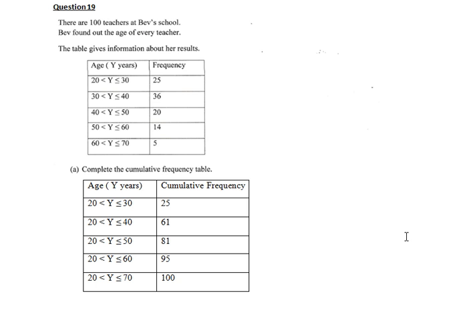So question 19 was asking us first of all to complete a cumulative frequency column. You must remember cumulative frequency is a running total, so if the first one is 25, the second one is 25 add 36, which is 61. Then you add 20 to get 81, then add 14, then add 5. That's the cumulative frequency complete.